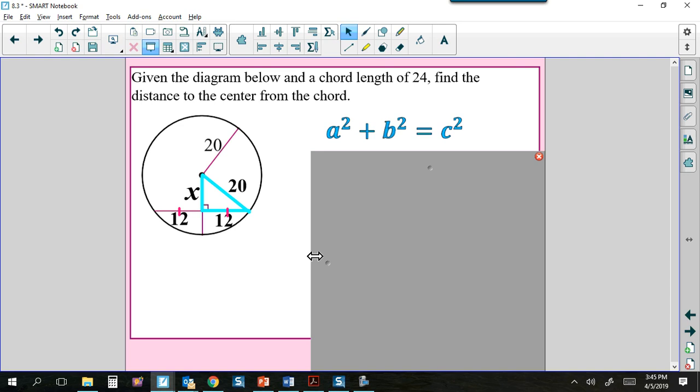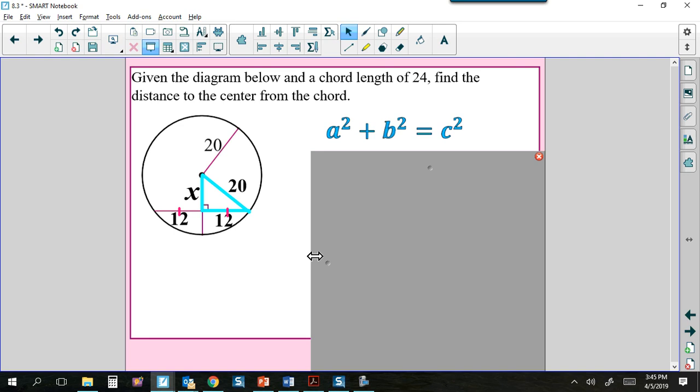So with a problem like this, I have had students just tell me that x, or the distance to the chord, would be 10 because half of the radius is 10. That is not how this works. If one thing is bisected, that doesn't make everything bisected.